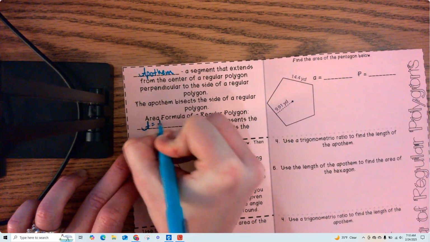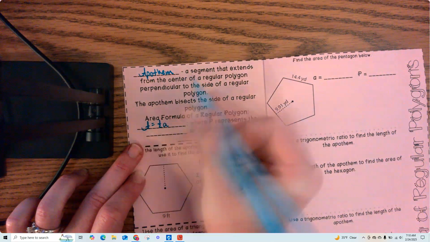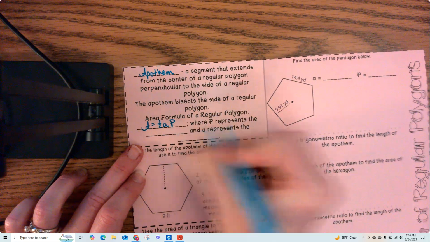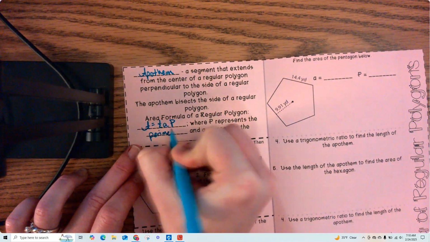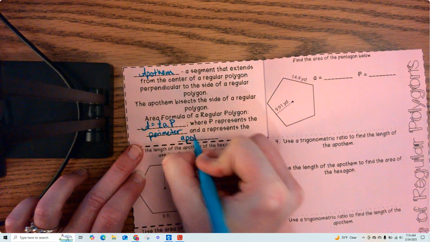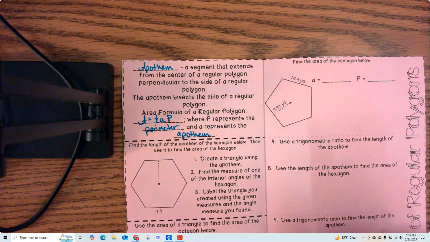Area is going to be equal to 1/2, so area is the big A, and then little a stands for the apothem length, and then big P, where big P represents the perimeter, and little a represents the apothem. So we're going to find the area of this pentagon.